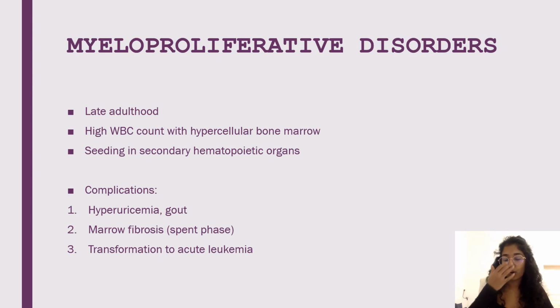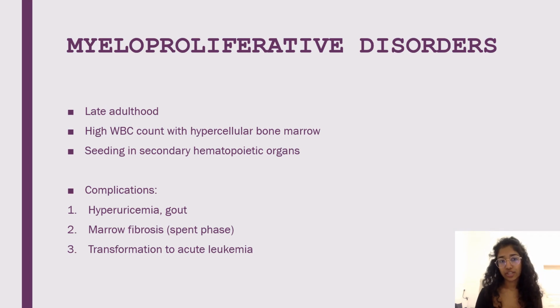Whereas in this, your bone marrow is affected and you will have a hypercellular bone marrow, but the cells are still able to differentiate into the mature forms, and they will show seeding in secondary hematopoietic organs, such as the liver and the spleen, causing hepatomegaly and splenomegaly as a result of the secondary hematopoiesis.